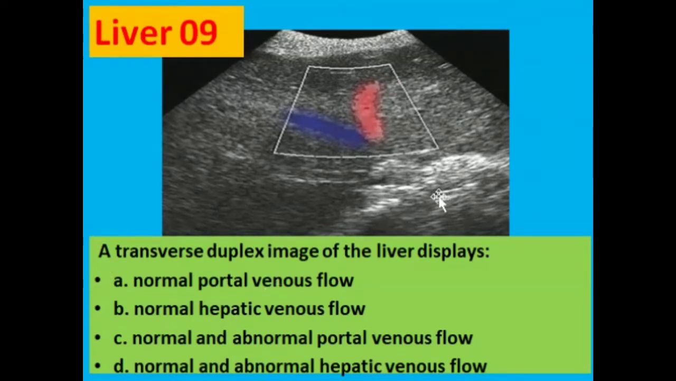The middle hepatic vein in this image shows blue color, while the left hepatic vein shows flow toward the probe, and that is red. The flow in the left hepatic vein is abnormal, and the flow in the middle hepatic vein is normal. Option D, normal and abnormal hepatic venous flow, is correct.